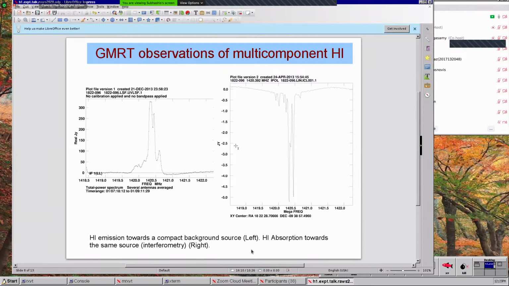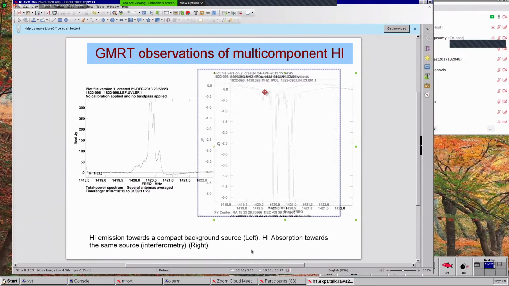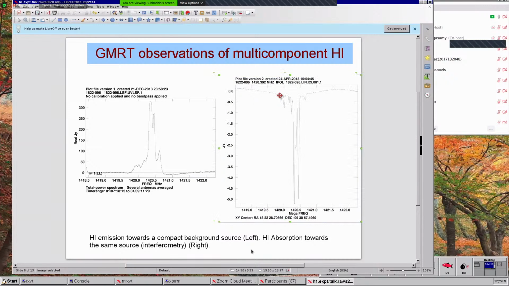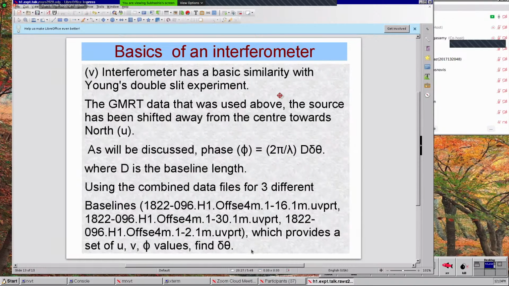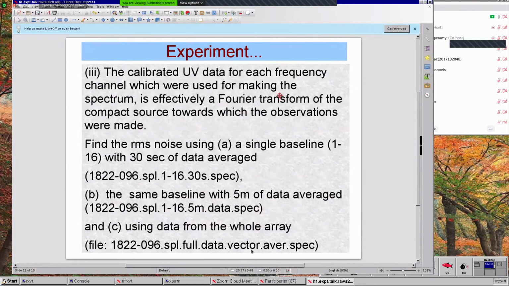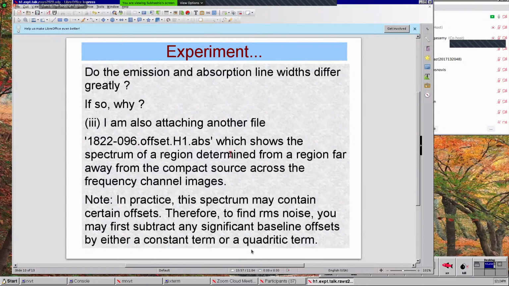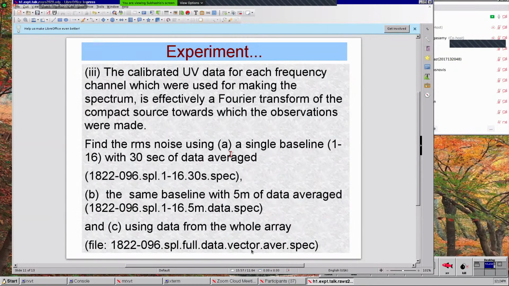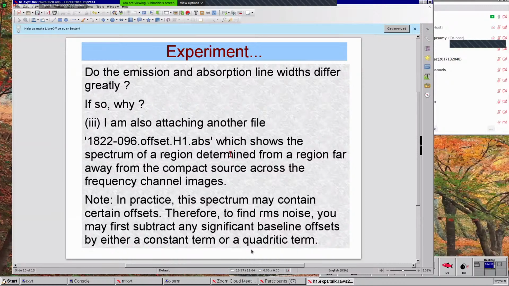What you are supposed to do is, along the x-axis, the y-axis will have a small fluctuation. You have to characterize that fluctuation by something called the RMS. So in the second case, you have to find that. That is the experiment. Sorry, just a moment.